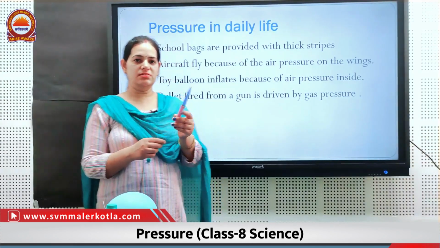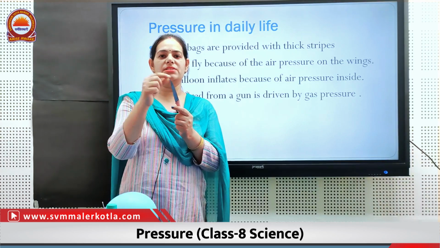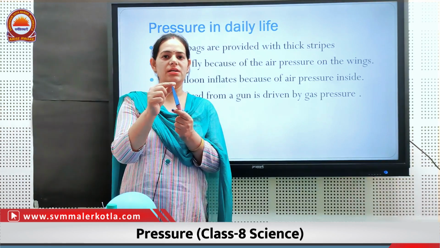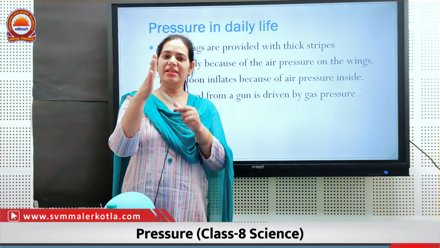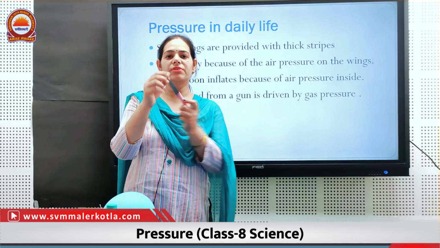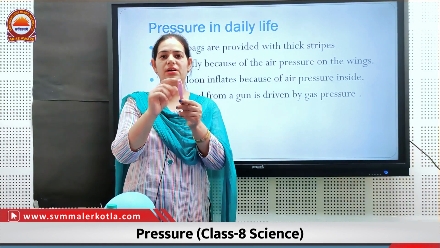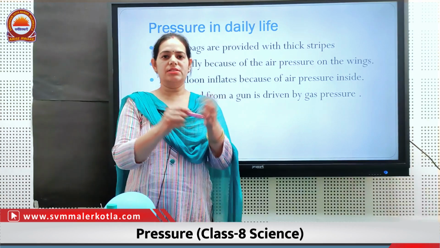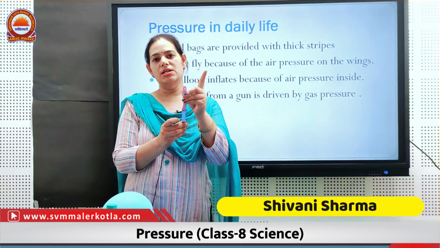Here you can see this knife having the sharp edge. Because of the sharp edge, this area decreases. Area decreases means the pressure exerted by the knife will be more, and then it helps us to cut the object easily. If instead of this we were using a knife of that shape, then we could not cut the objects. This is because small area means large pressure, and large area means small pressure.